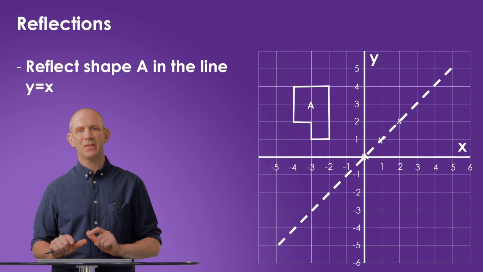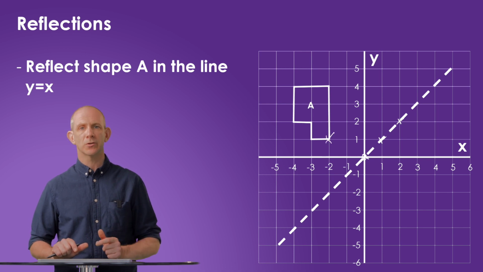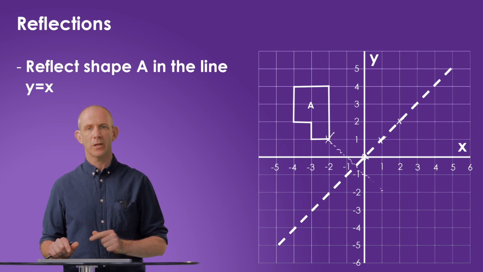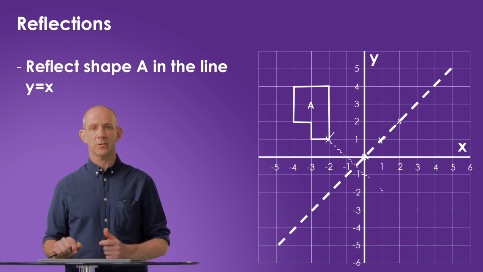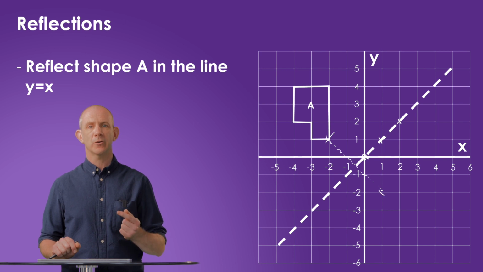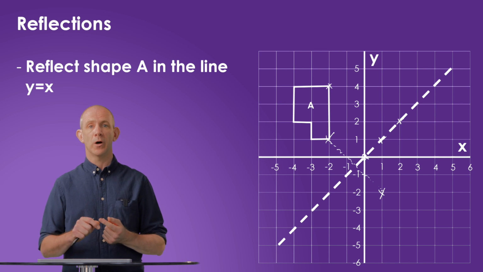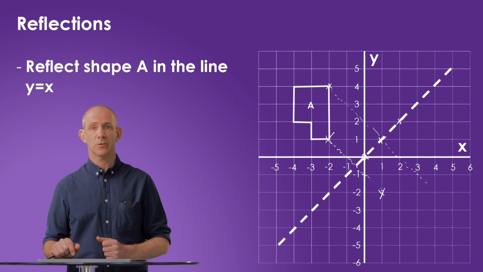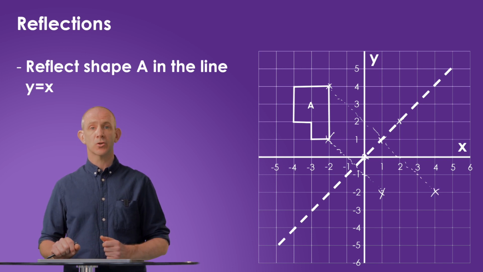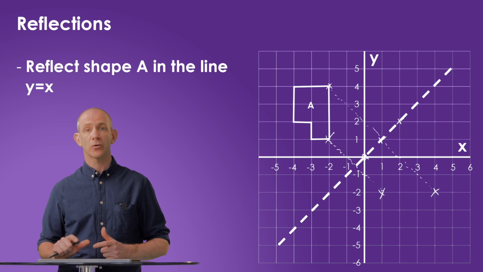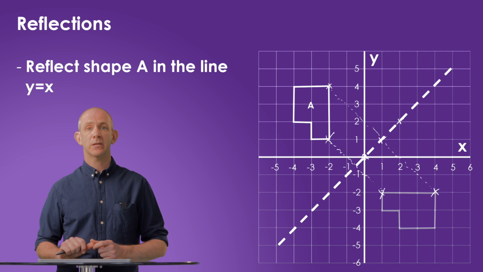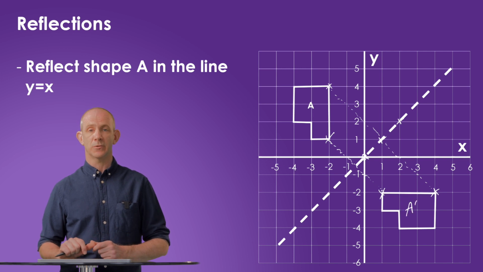I'm reflecting the shape in this line. I'm going to look at the corners of the shape again, and I want to imagine drawing a perpendicular line from this corner to the line, and then the same distance out to the other side. So this point here would be diagonally across 1 square and a half, and I therefore go 1½ squares out to the other side, to get here at 1, -2. Then with this top right-hand corner, I'll go diagonally across 3 squares, so I'll go 3 squares out the other side of the line, to get to this point here at 4, -2.